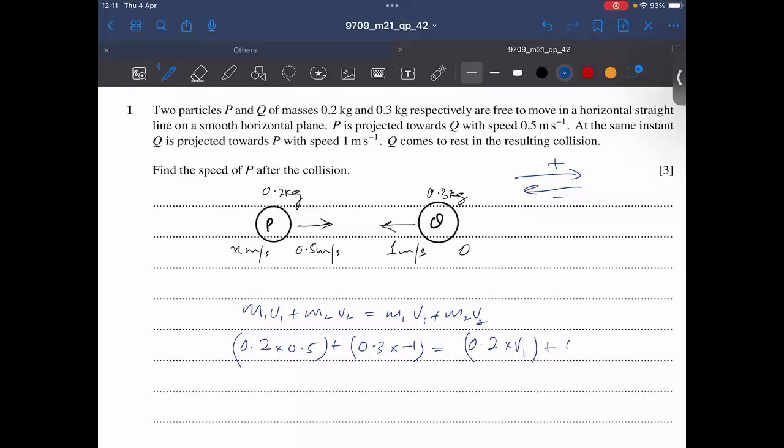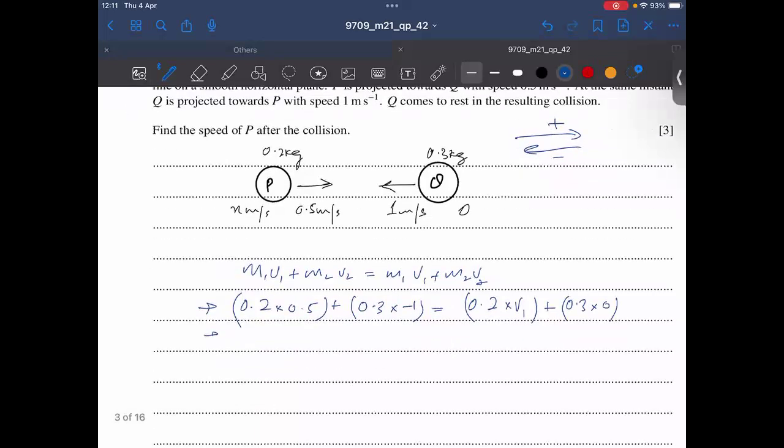plus M2, 0.3 times 0, because after collision, Q has come to rest. So how much is it going to be? Do you have the calculator? Wait, let me get the calculator.